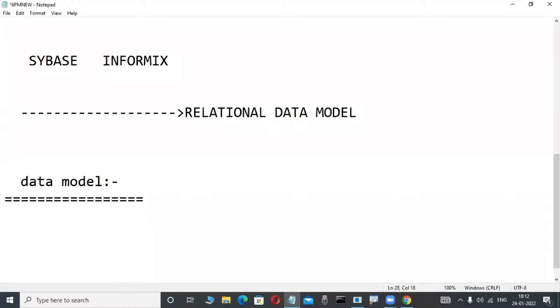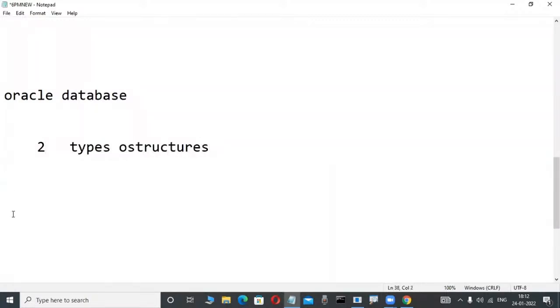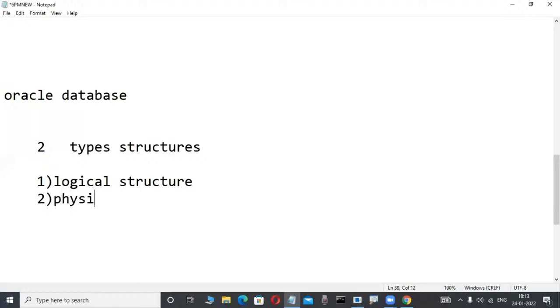I am telling one thing. Suppose here Oracle is a product. This Oracle database, or any relational database, has two types of structures, as I told in the previous classes. One is logical structure, another one is physical structure. What is a logical structure?